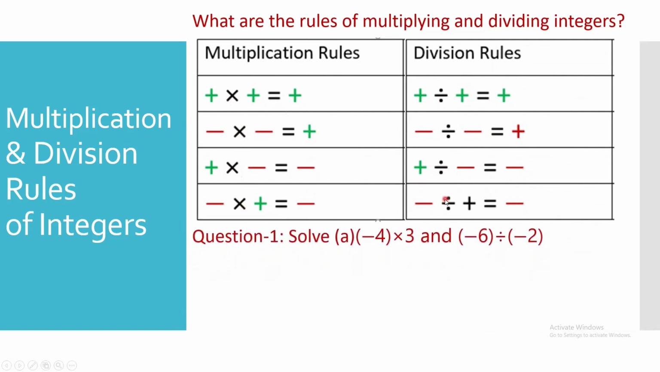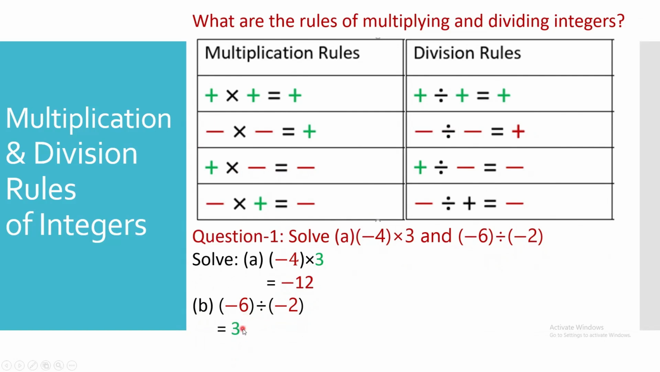So see one question for you. I have given a question: solve a and b. Let's solve a first. Minus 4 multiplied by 3: one is a negative number and one is positive, so if you multiply, the result will be negative. So minus 12 will be the answer. Now the second question: minus 6 divided by minus 2. Both are negative, so if you divide a negative by a negative, you see, it will be positive.